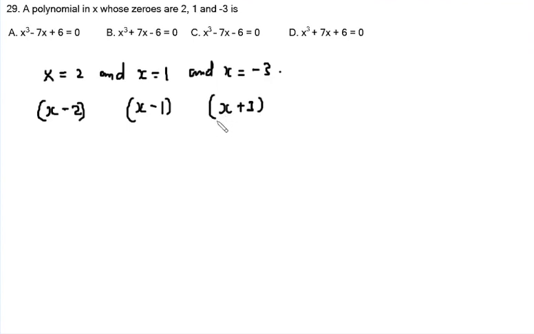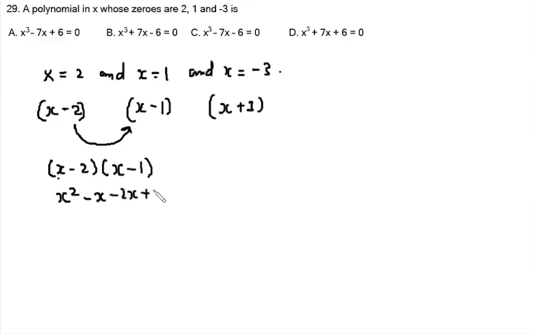To get the polynomial, we simply multiply all of them together. I'll pick these two first: x minus 2 and x minus 1. X times x is x squared. X times minus 1 is minus x. Minus 2 times x is minus 2x. Minus 2 times minus 1 is plus 2. So we have x squared minus 3x plus 2.